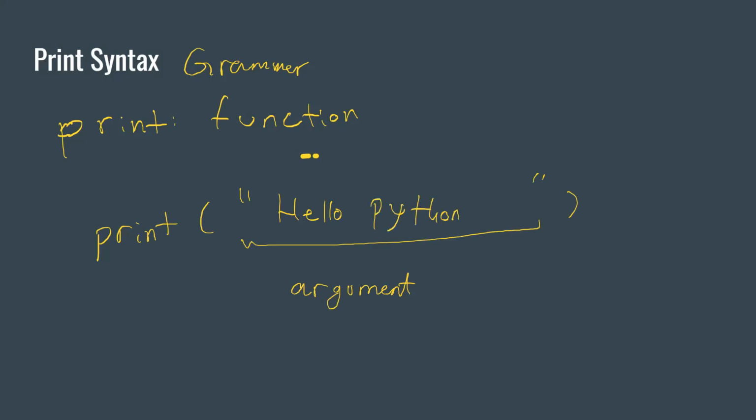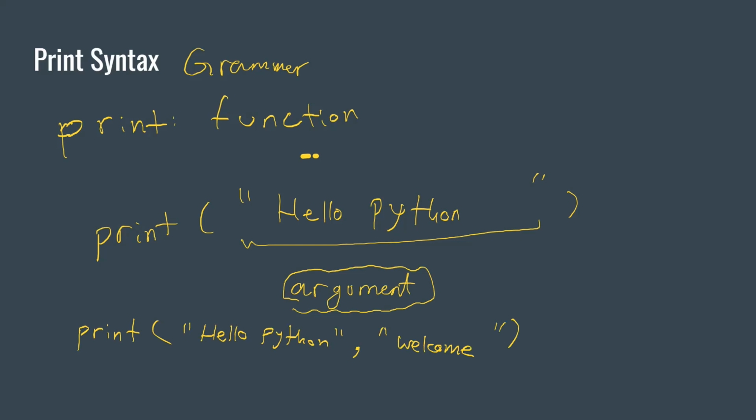Okay. Now, one more thing. You can display or print multiple arguments. So you can give print function multiple arguments. How do you do that? You just list them inside the parentheses with a comma in between each two. So you can write hello Python. Then this is the first argument. The second argument, you put it after a comma, like this. Okay, so let's see this in code.